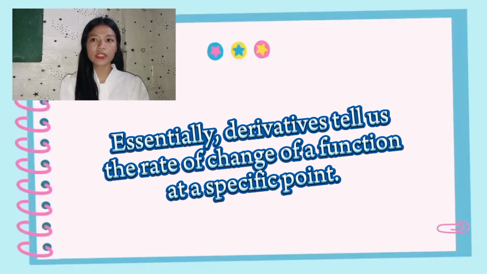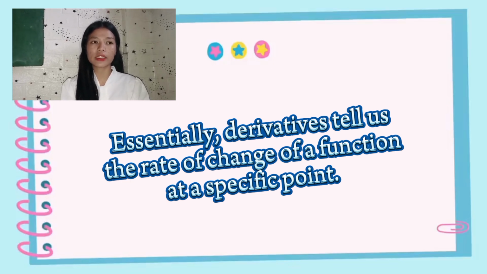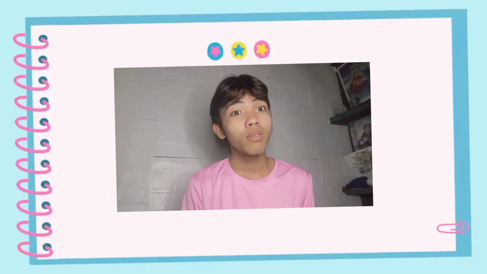What are derivatives? Essentially, derivatives tell us the rate of change of the function at a specific point. Think of it like this. If you're driving a car, speed is constantly changing. The derivative would tell you your continuous speed at any given moment. To visualize this process, please watch this.